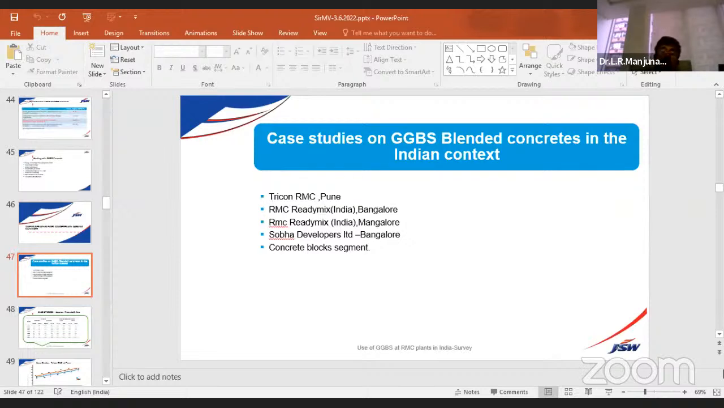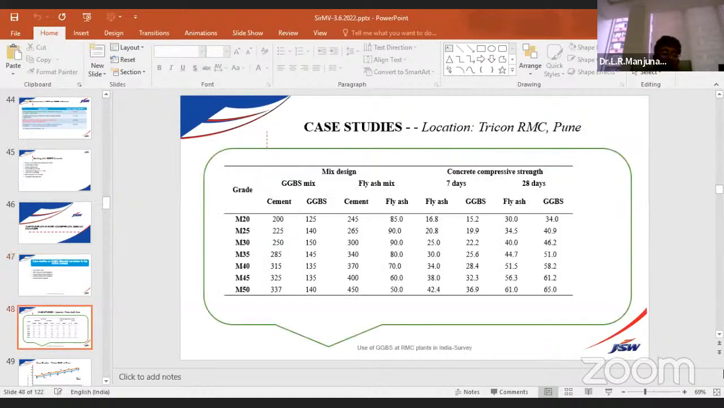where we have done higher replacement of GGBS, and for high-rise buildings, Shobha Developers, we have done in Bangalore. For Bangalore Metro, we have been supplying concrete. Blocks are a very common component, so in Nirmiti Kendra's concrete block manufacturing we can use it. So I'll show one by one.